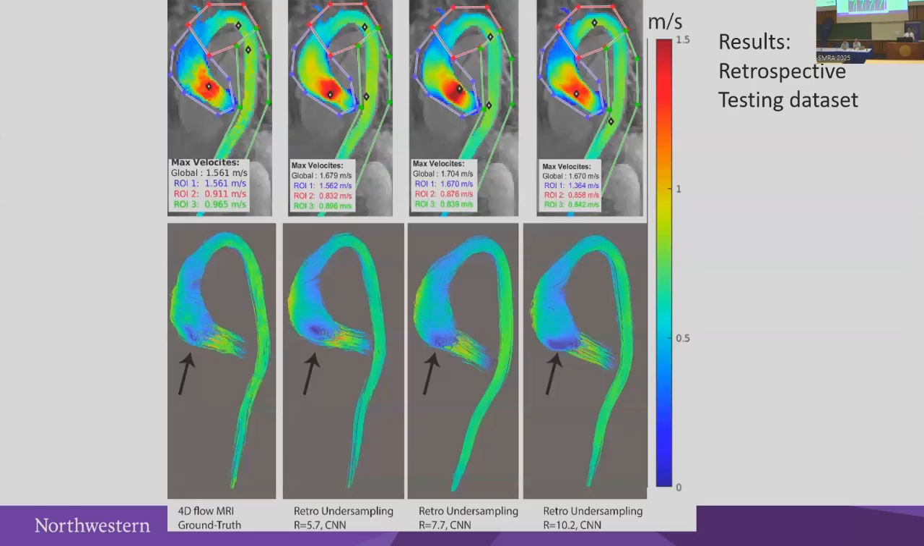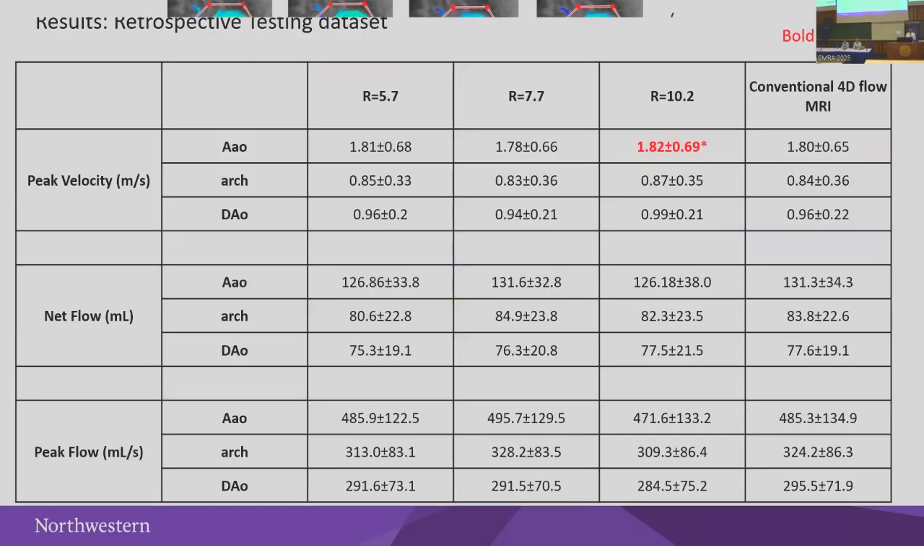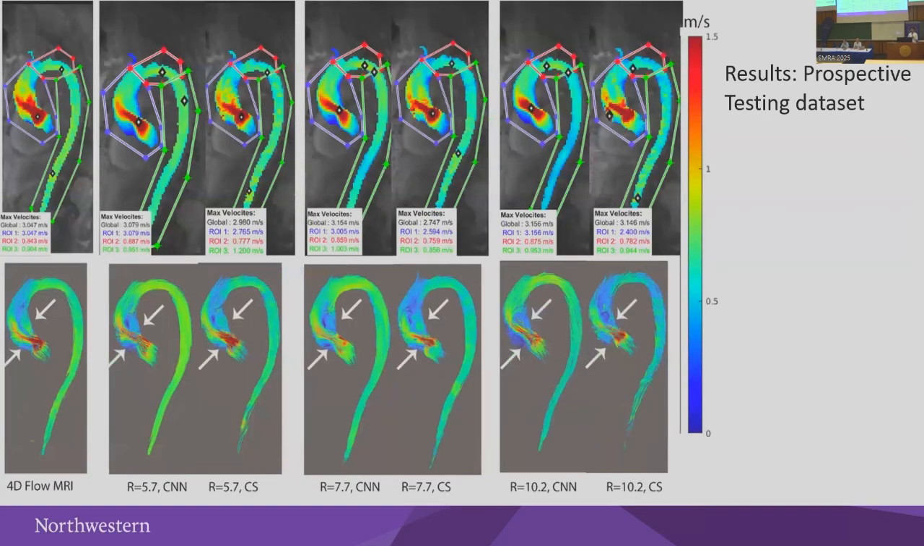But what we really care about is the velocities. So if you quantify peak velocity in the retrospectively undersampled testing data, you see that the peak velocities are pretty well preserved. It's a little small, but they're fairly similar, even at the highest acceleration factor. And you can maybe see that a little more clearly on this table, where only the ascending aorta had some differences in the peak velocity at the highest acceleration.